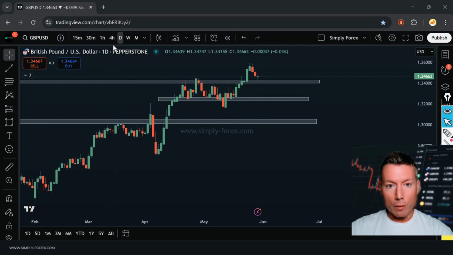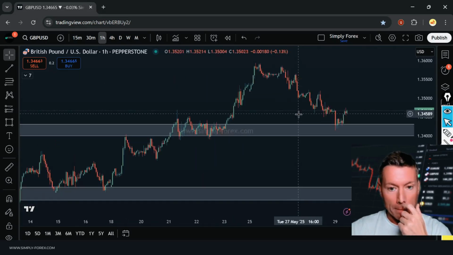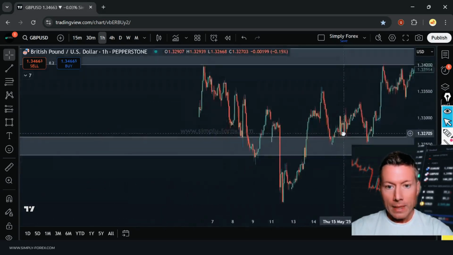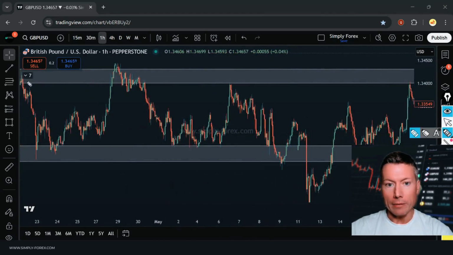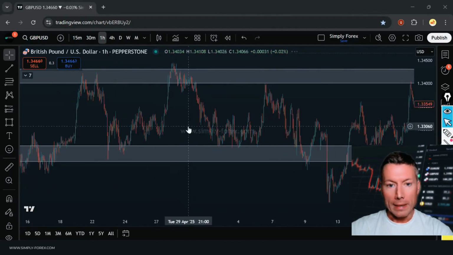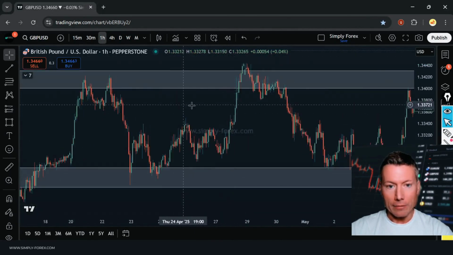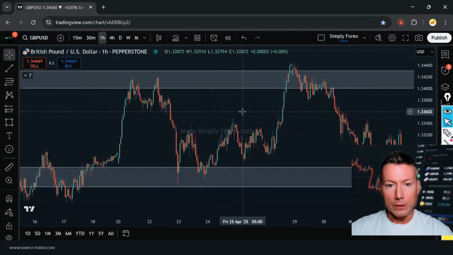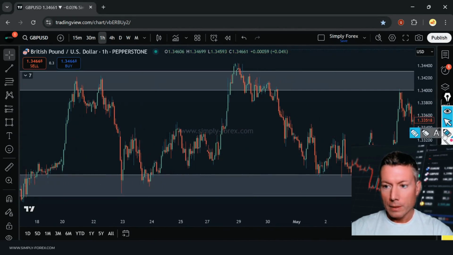Now, let's drop down to the H1 because he was typically entering on the H1, right? Okay, so let's look at this part of the chart here. We've got our two areas of interest right up here and in here. Now, let's look at the first area, guys, right? So let's look at the first test of this level. Actually, let's look at this test of this level, right?